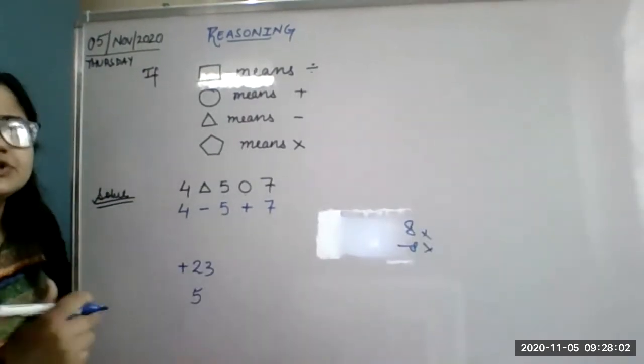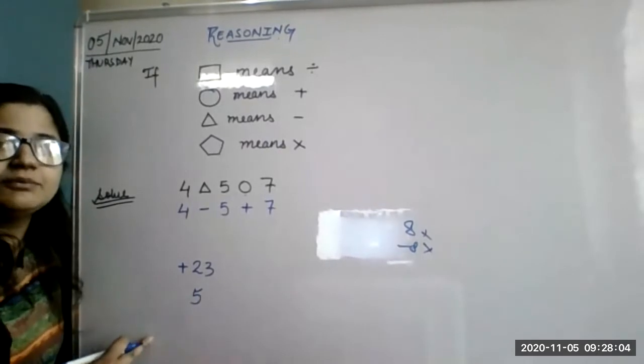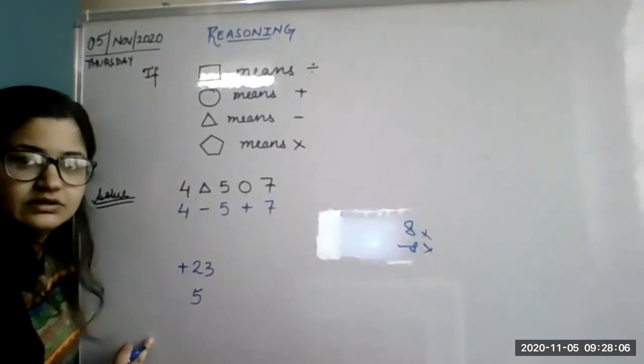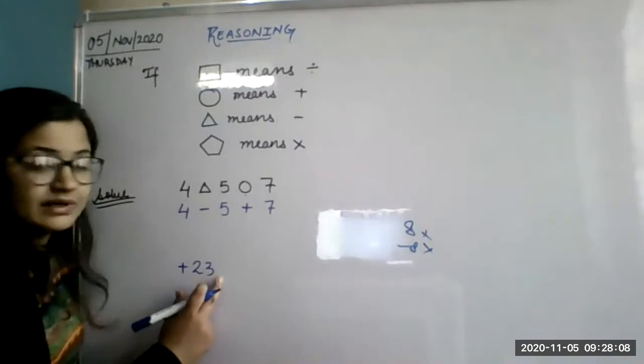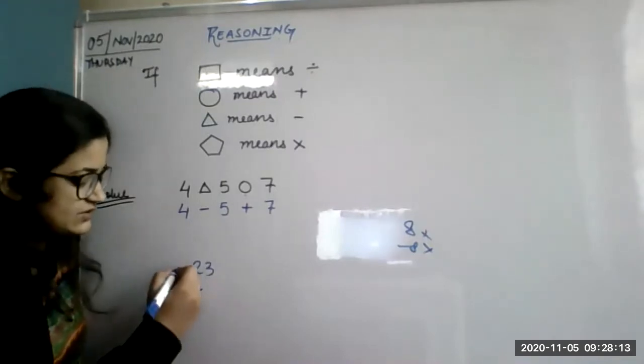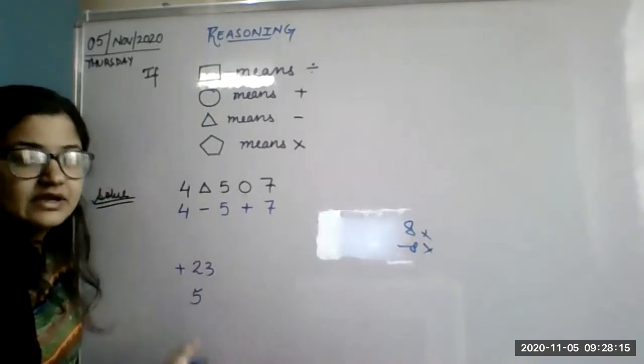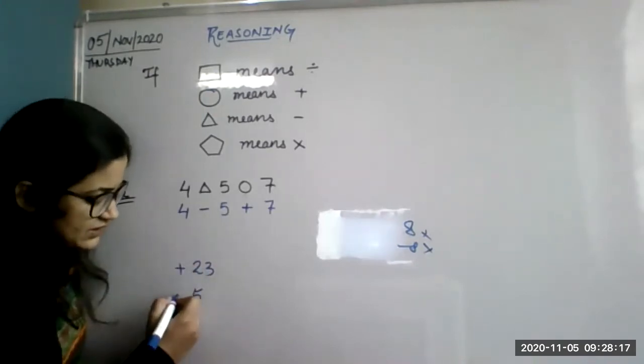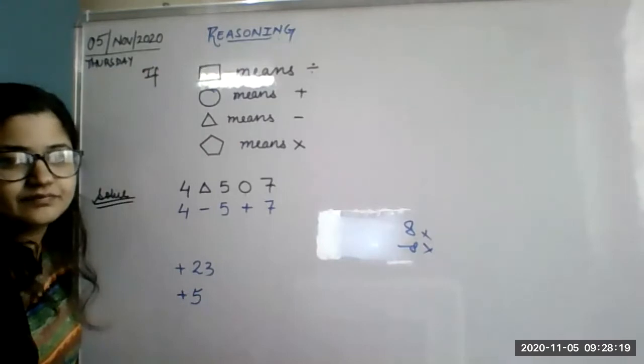Look here and pay attention. Instead of solving, pay attention over here. I'm going to tell you something new, which will be helpful in your board maths. If simply 23 is given to you, any number, it means plus 23. If number 5 is given to you, it means plus 5.